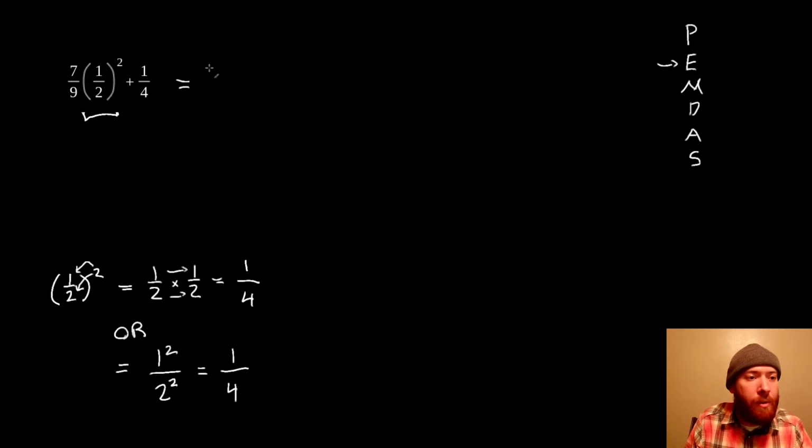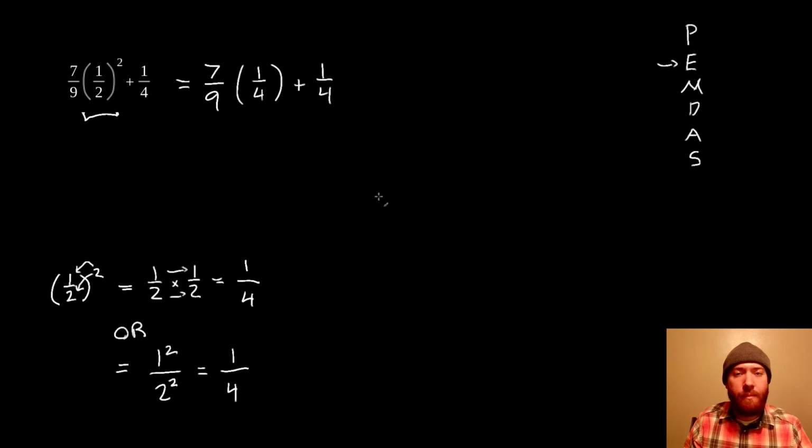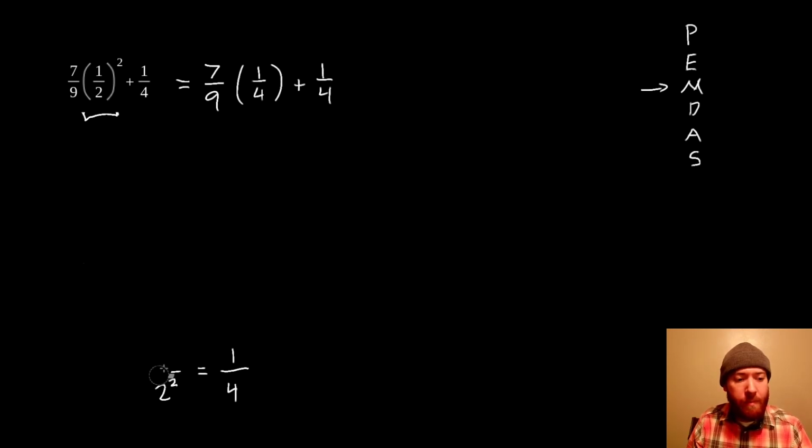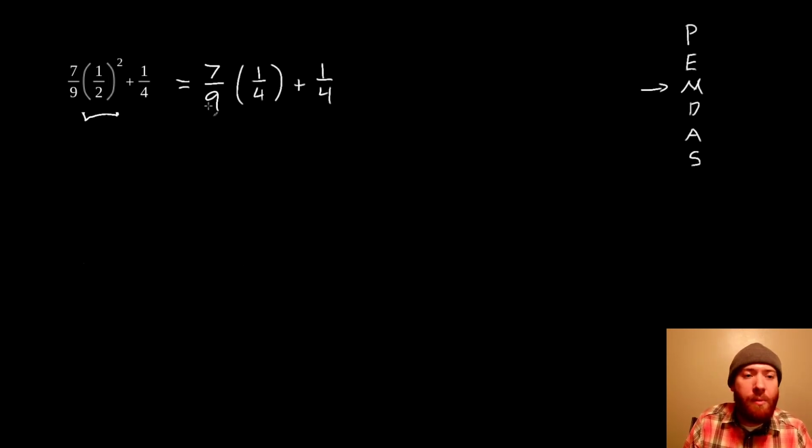So I can write the rest of the expression, but I'm going to replace that 1/2 squared by 1/4. Okay, now we don't have any exponents. Do we have multiplication? Yes, we do. These two fractions are being multiplied. So now we should work on the multiplication. Let me clear this out of the way. Okay, so next we're going to do 7/9 times 1/4.